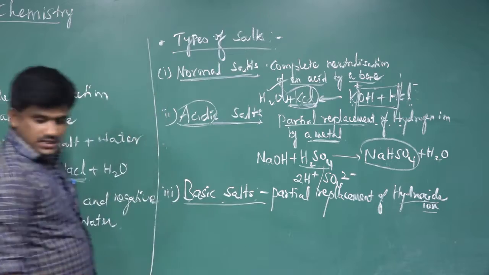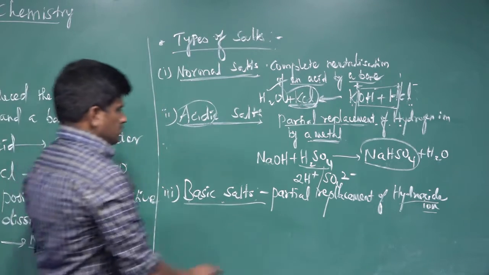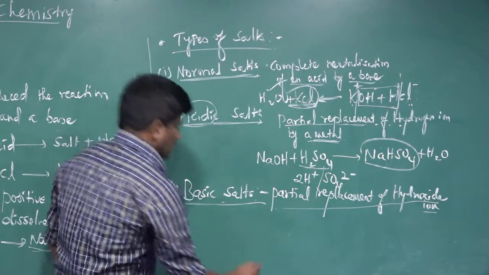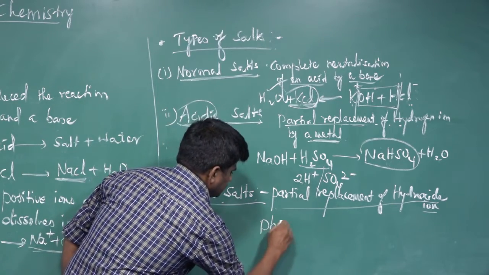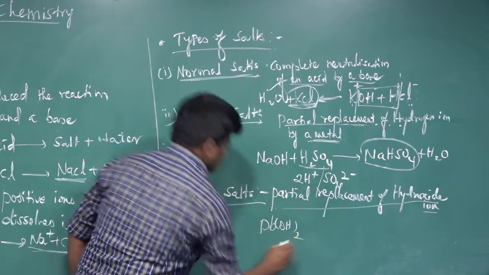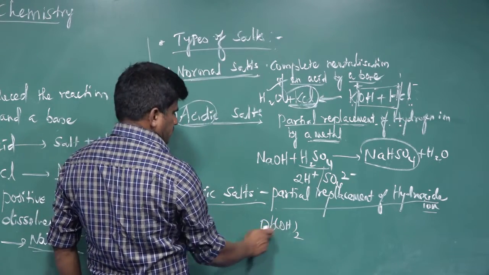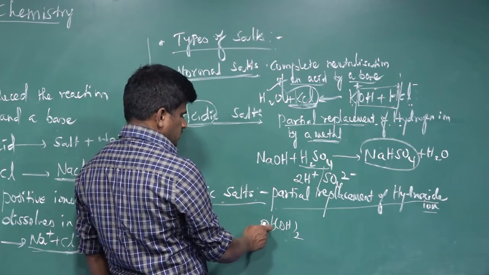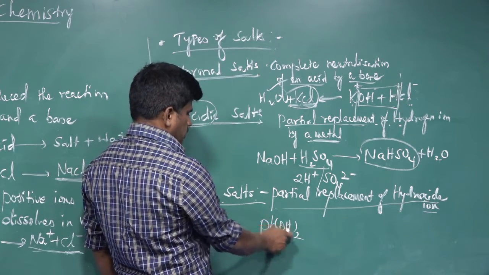We take an example for this. It is partial replacement of hydroxide. Here we take lead hydroxide. Pb is lead, OH twice, it is lead hydroxide. The valency of lead here is 2 plus, so this is written as Pb(OH)2.